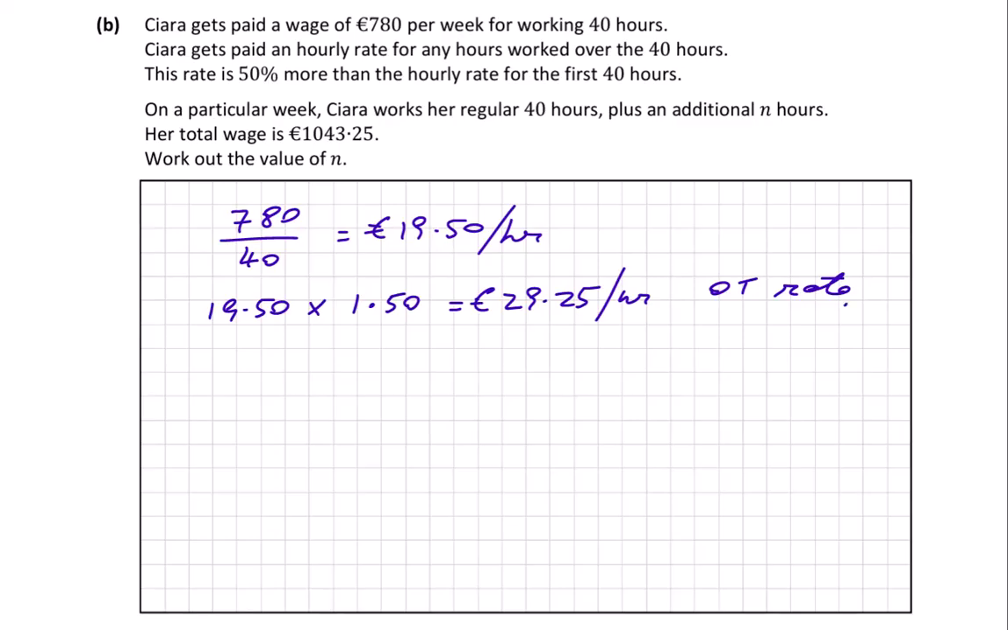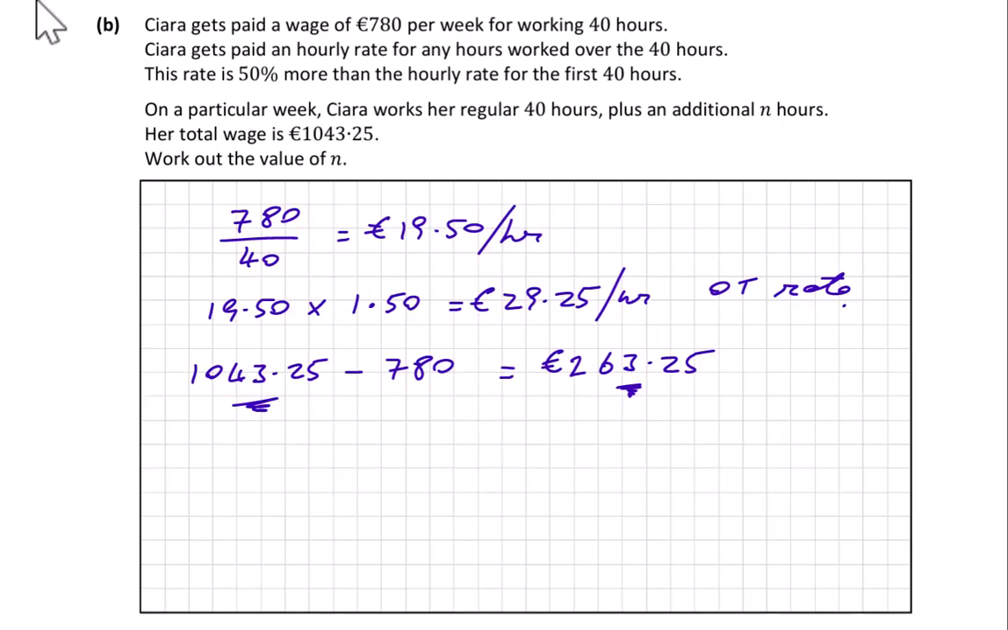Okay, so she works a normal week and then she works overtime. She gets paid 1043.25. Let's see how much overtime she actually got paid. So subtract the normal week's wage. That gives her an overtime payment of 263.25. So this is how much she got paid for the entire week, but this is how much overtime she actually did or she got paid for.